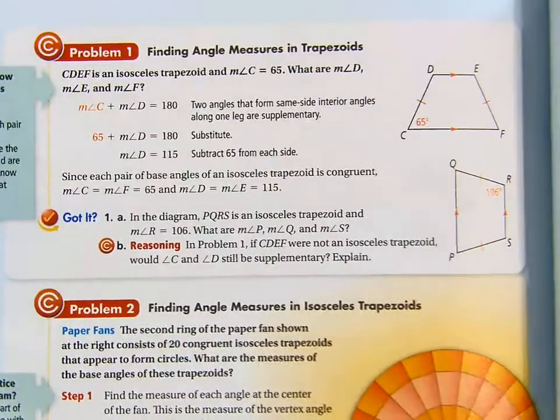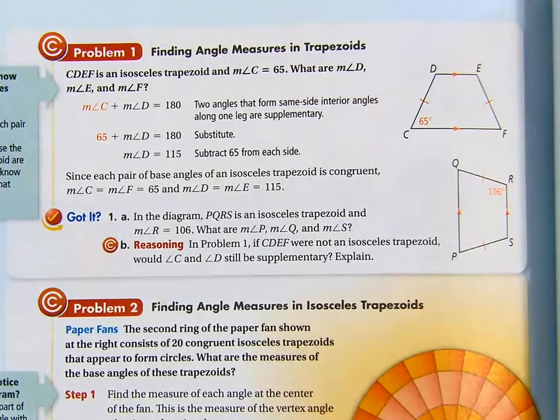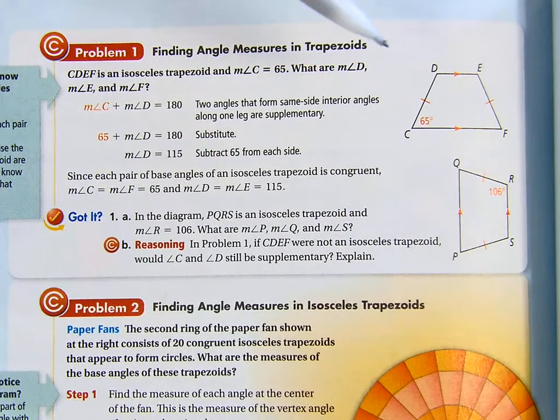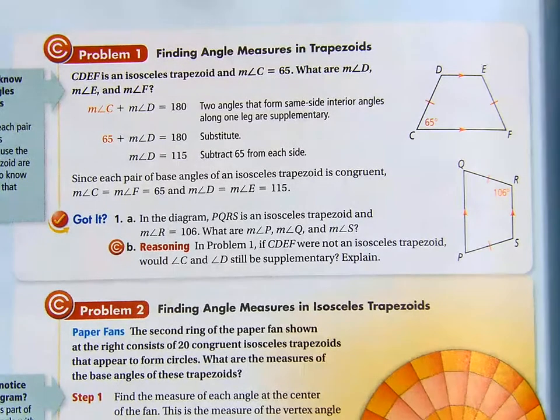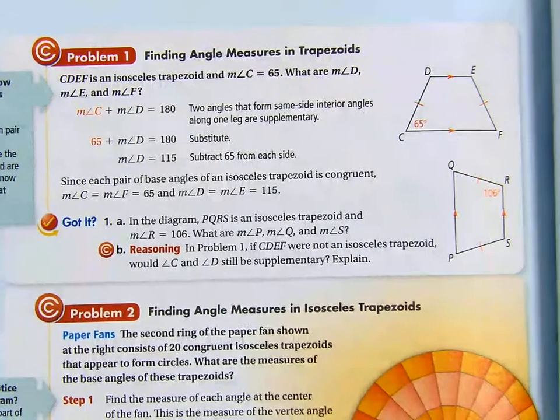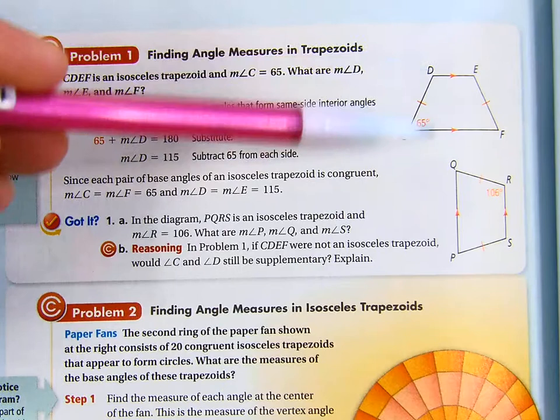Here are some sample problems we're going to have. They tell us that this trapezoid is an isosceles trapezoid. Of course, they've marked the two legs congruent for us. CD and EF are congruent, so it's an isosceles trapezoid. They also mark the two bases parallel.